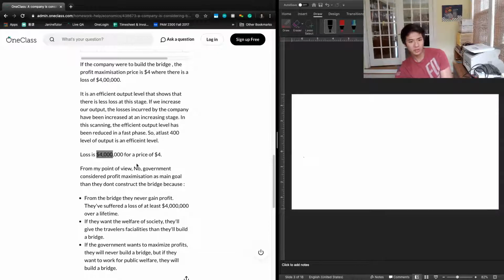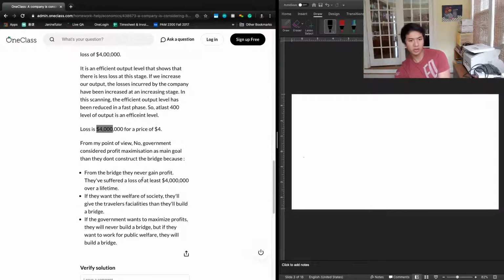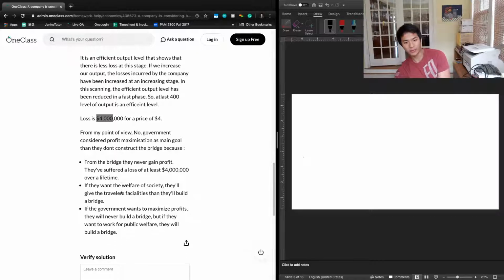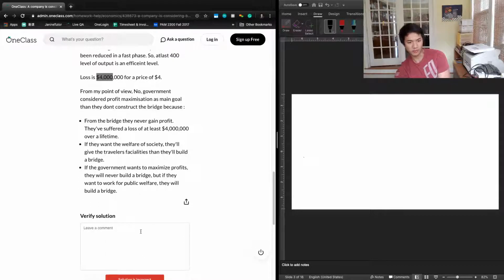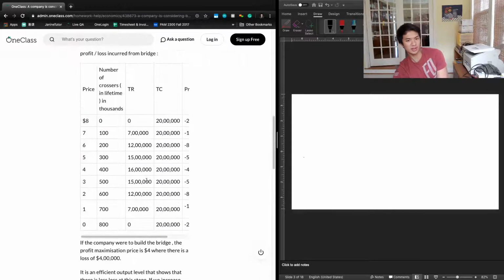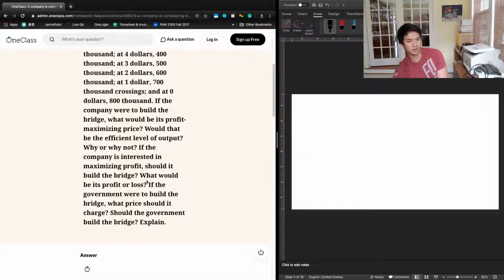My point of view, no. The government considers profit maximizing as the main goal when they don't construct a bridge, because from the bridge they never gain a profit. They've suffered a loss of at least 400,000, not 4 million. If they want the welfare of society, they'll give the travelers facilities, then they'll build a bridge. If the government wants to maximize profits, they'll never build a bridge. But if they want to work for public welfare, they will build a bridge. So yeah, that's kind of what I said. It depends on preferences of the government.